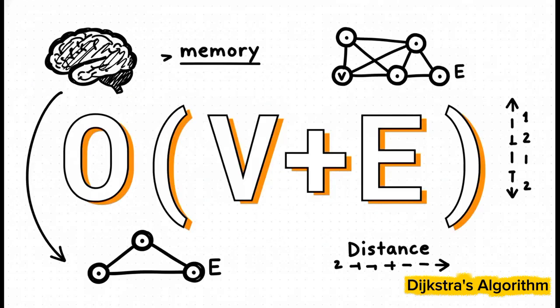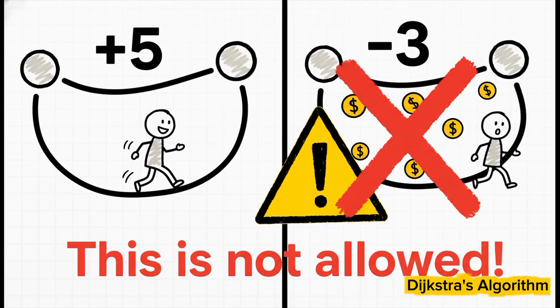And what about how much memory it uses? Well, it's actually quite lean. You really only need to store the map itself. That is, all the towns, or vertices, V, and all the roads, or edges, E. So the space it takes up grows in direct proportion to the size of the map. Pretty efficient. But the algorithm is not without its flaws.